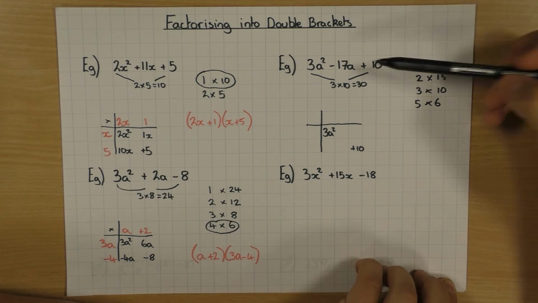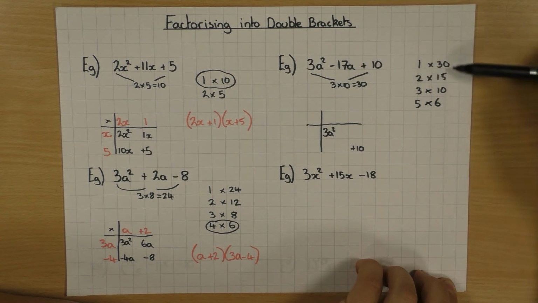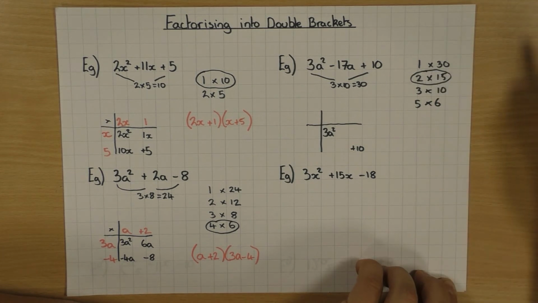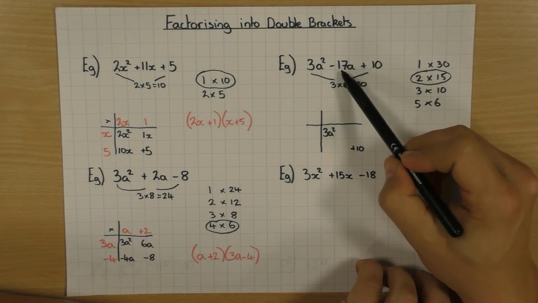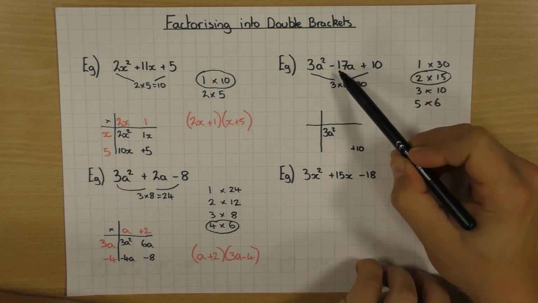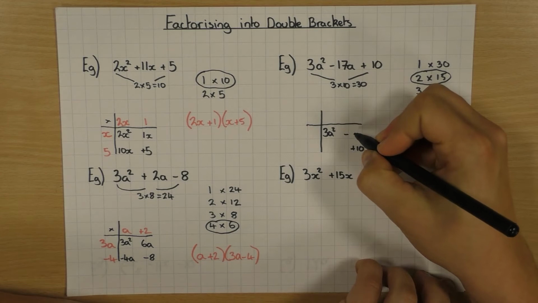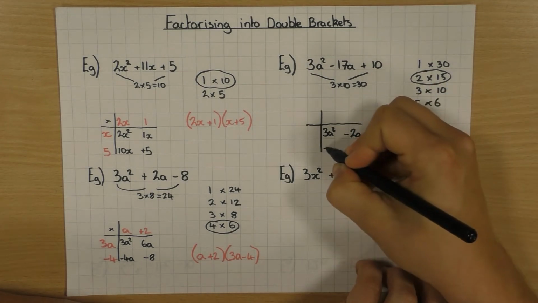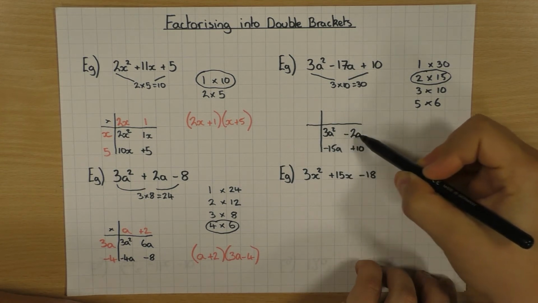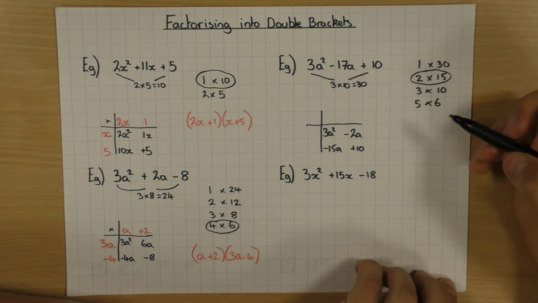And again, we're looking for pairs that get, in this case, minus 17, okay, or just 17 for now. Which pair can I use to get 17? Well, I can use 2 and 15. Now, because that's minus 17a, I'm going to have minus 2 and minus 15 to get minus 17. So be very careful when it's a negative like that. So I'm going to have minus 2a and then minus 15a. Okay, so when I add these together, minus 2 plus minus 15 gives me my minus 17. So this is an example where they're both negative.